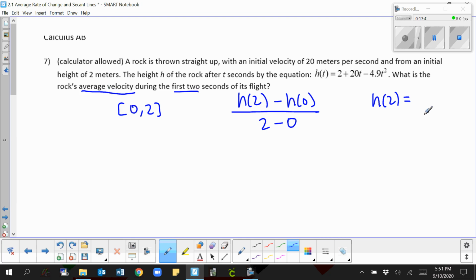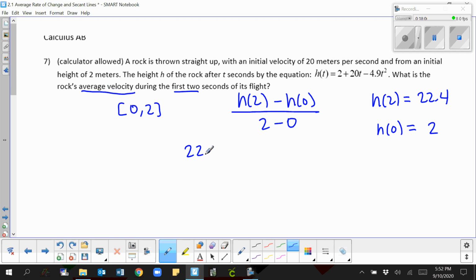All right, so for h of 2, you should get 22.4. And we also need to find h of 0. So you guys plug that into your calculator right now and find it. And h of 0 should give you 2.